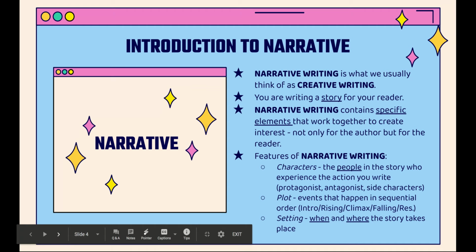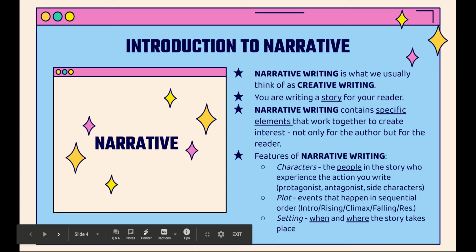Narrative writing is what we usually think of as creative writing. Another word for a narrative is a story, like The Giver, which we read earlier this year, or the book The Hunger Games. I'm sure most of you have read or seen at least one. Narrative writing always contains 3 specific elements that function together to form an interesting story. These 3 elements are ones that you should already know, but I reviewed them for you down below here.